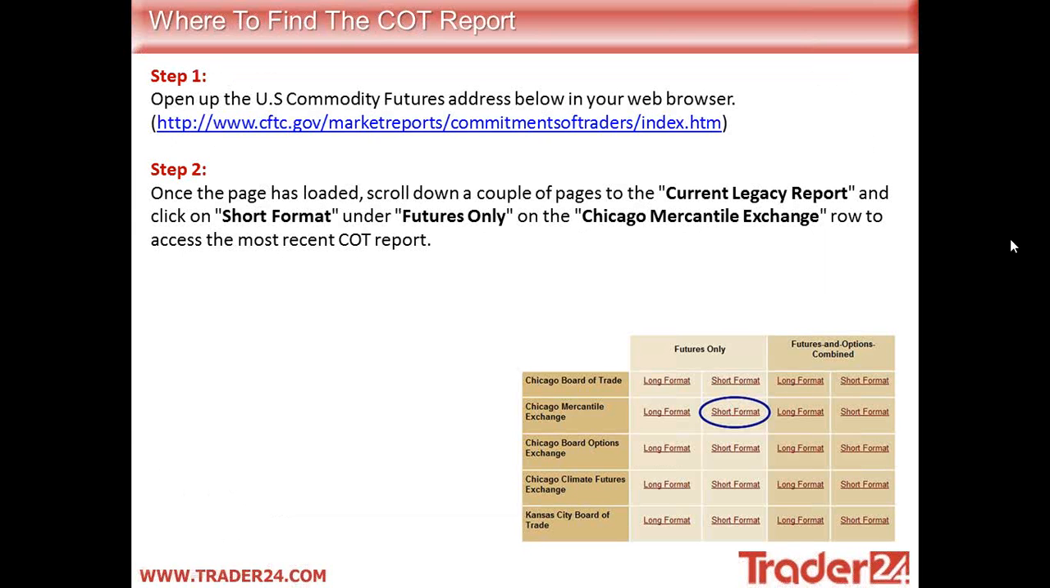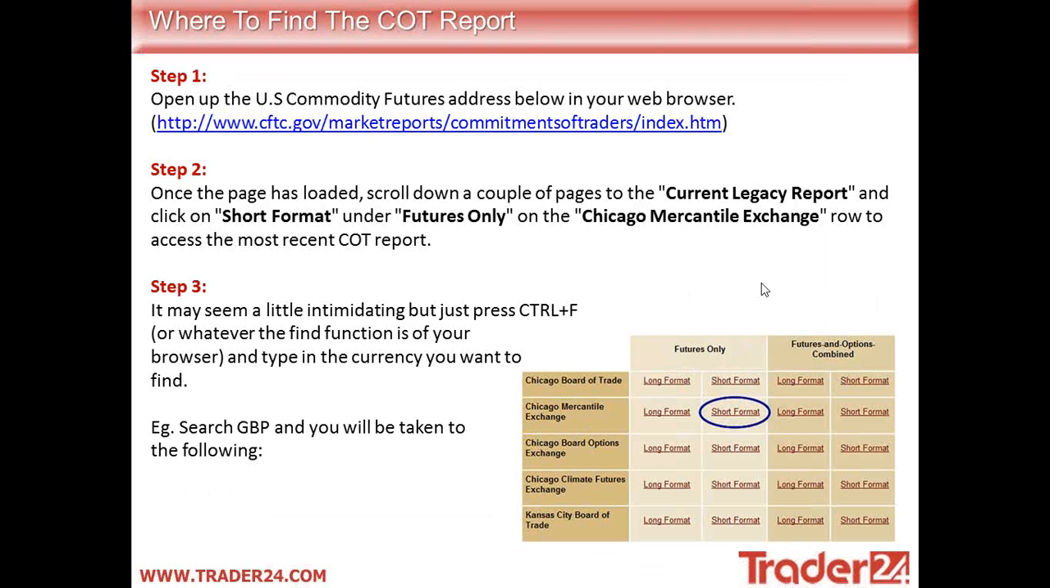So you'll see, I've taken a screenshot of it down here on the right hand side. What you basically want to look for is the Chicago Mercantile Exchange, futures only, short format. And that probably is the easiest format that you're going to get. I mean, it is quite a convoluted report, but I'm obviously going to take you through it.